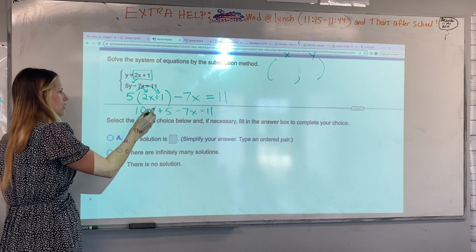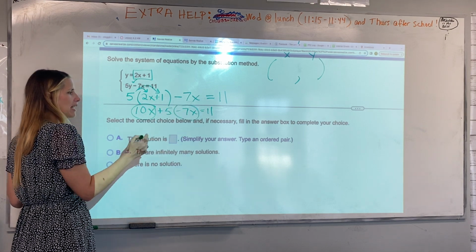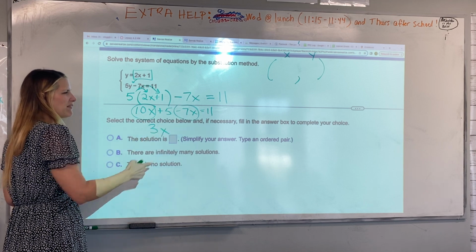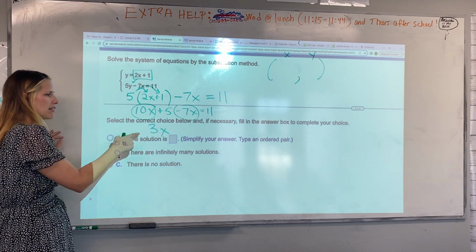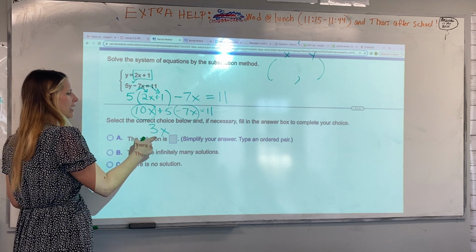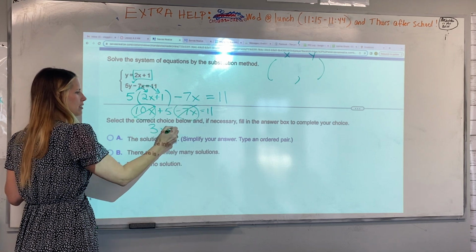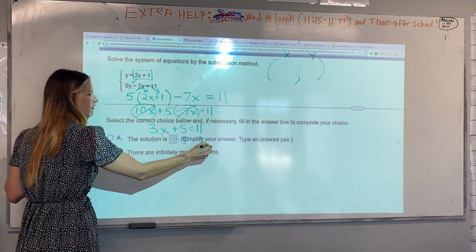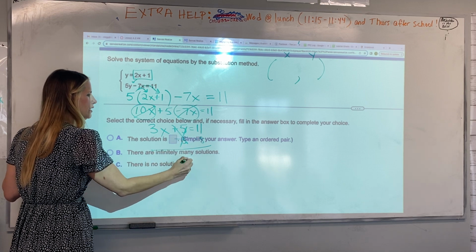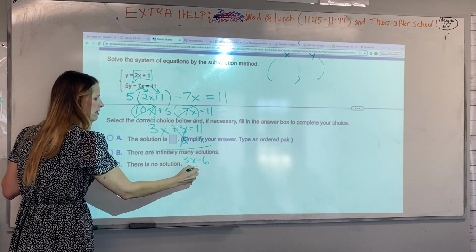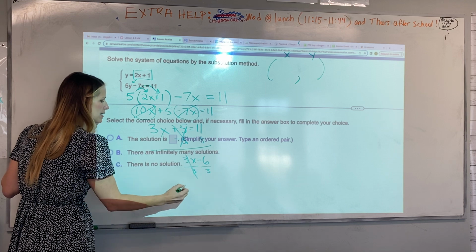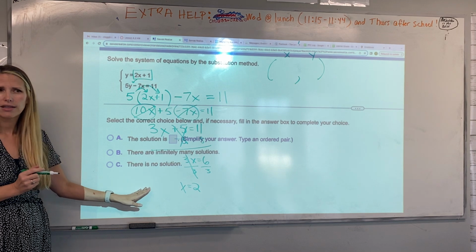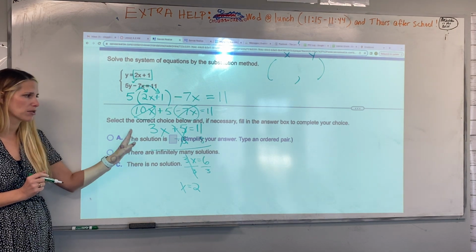What do we do next? Combine like terms, and I get a positive 3x: a 10x plus a negative 7x. You just subtract the 10 and the 7, take the sign of the bigger absolute value, and we get 3x plus 5 equals 11. Minus 5 from both sides. 3x equals 6, divide by 3 on both sides, x equals 2. Is it okay that I went quickly through that? That's a skill that we should all have mastered by now.